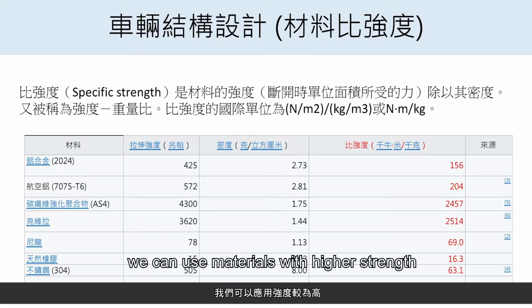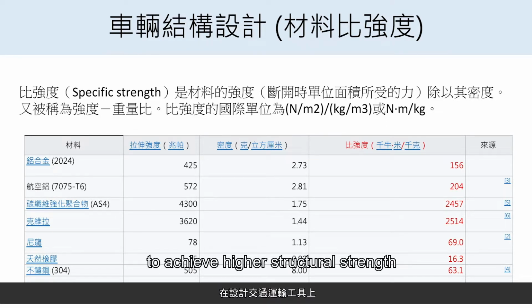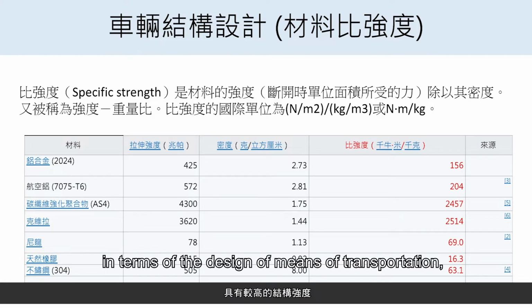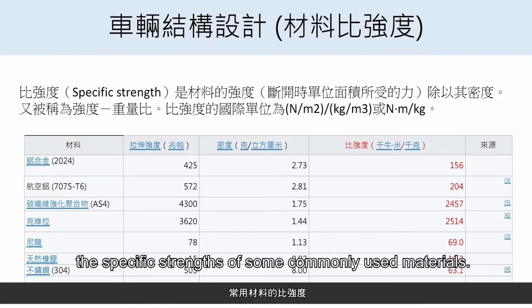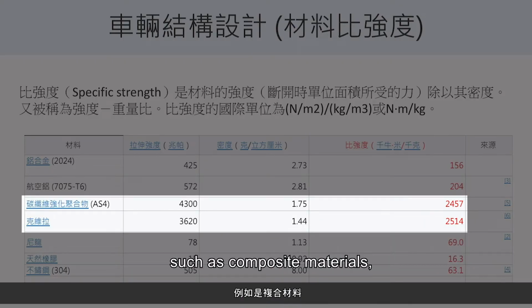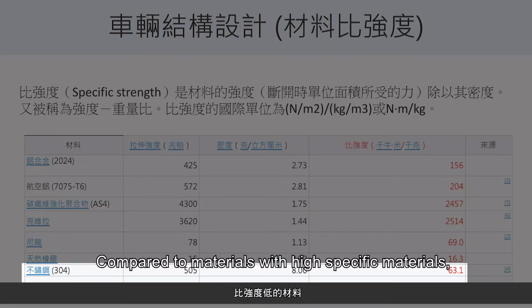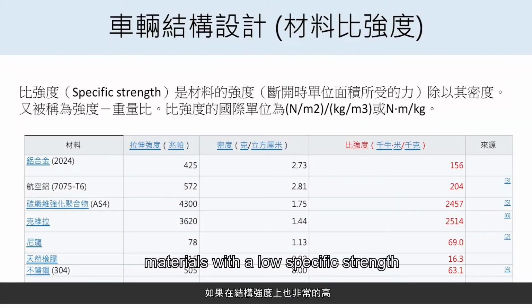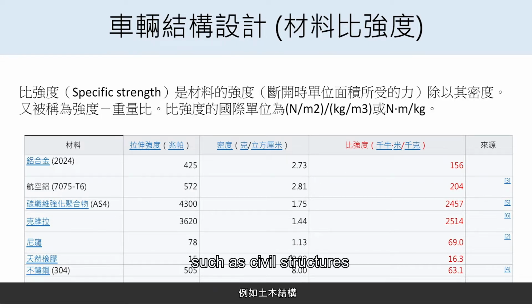Under this concept, we can use materials with higher strength and lighter weight to achieve higher structural strength in the design of means of transportation, and better results in terms of energy efficiency. In the following table, we can see the specific strength of some commonly used materials. Materials with high specific strength, such as composite materials, are suitable for the manufacture of traffic and transportation vehicles, while materials with a low specific strength, while also having a high structural strength, are more suitable for the manufacturing of static structures, such as civil structures or buildings like houses.